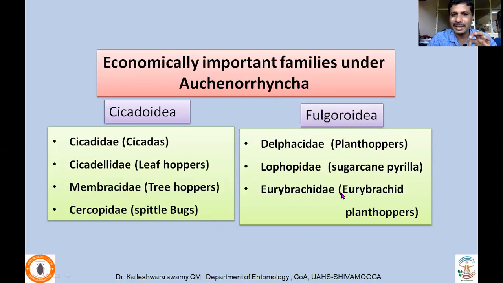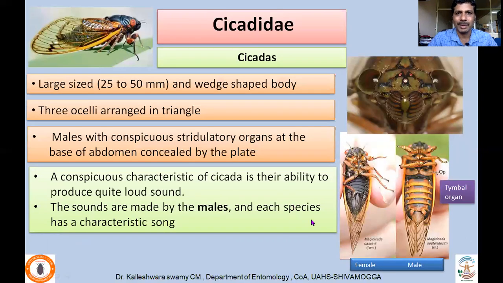Okay, Eurybrachidae can be called Eurybrachid plant hoppers. Okay, Fulgoridae are called plant hoppers. So these are some of the families which are discussed in this lecture. So we'll take them one by one.